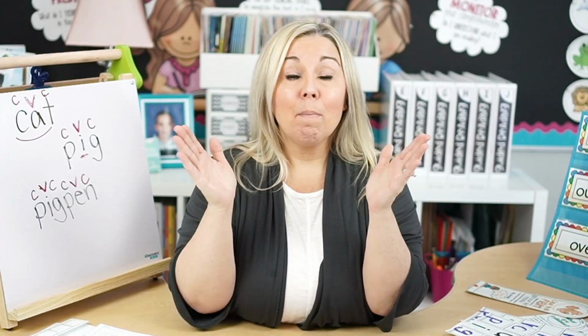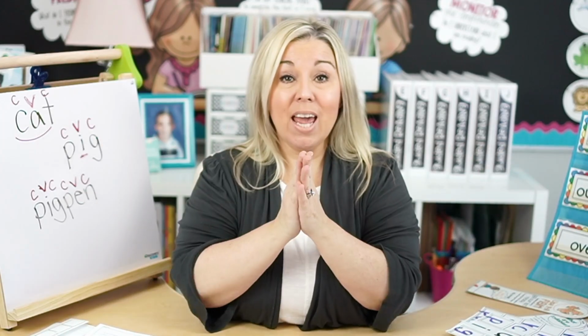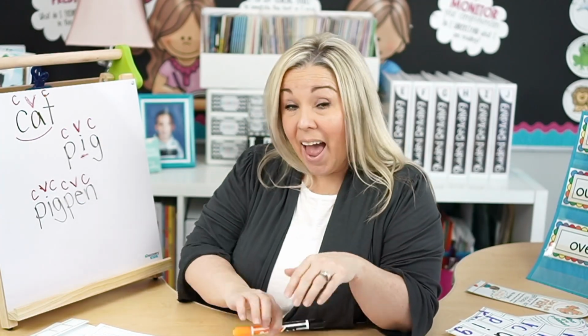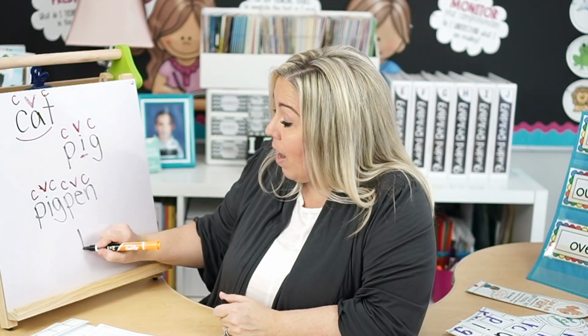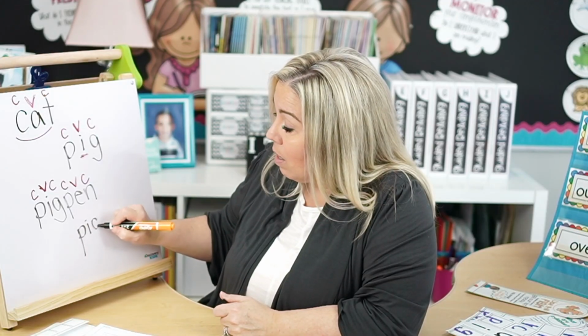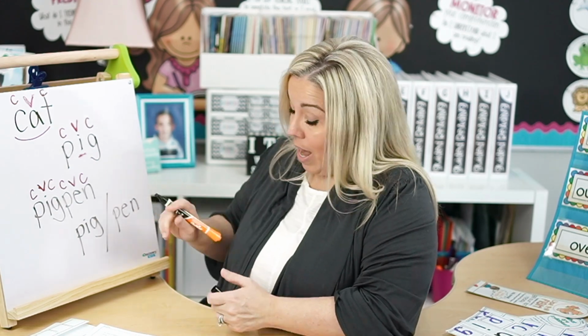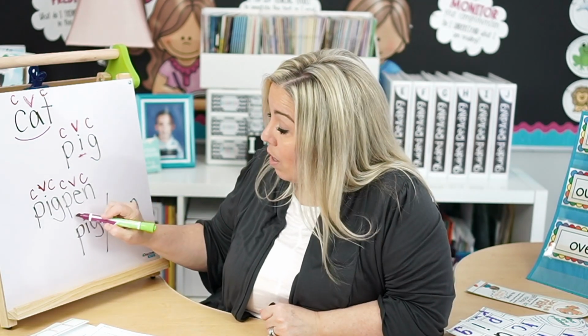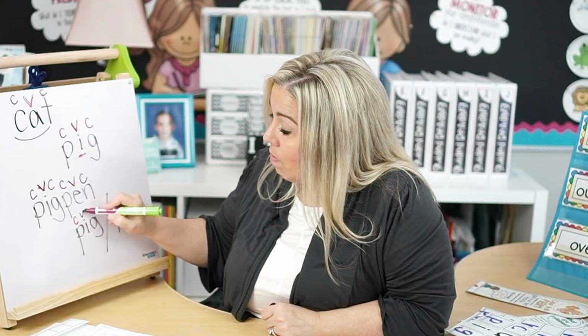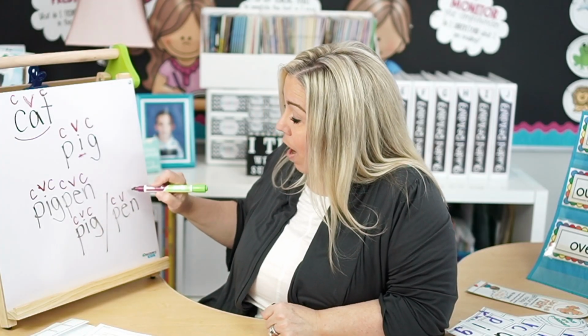Now let's clap out pigpen. Pig, pen. Do it with me. Pig, pen. So then I write it this way. Then I go pig, pen. And again, I say to them, consonant, vowel, consonant, consonant, vowel, consonant.